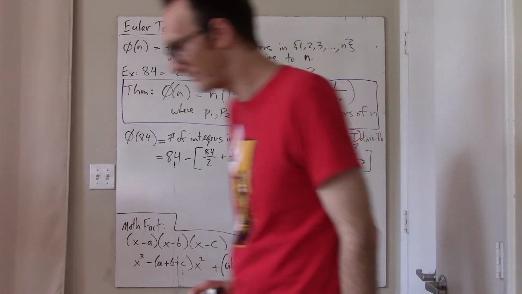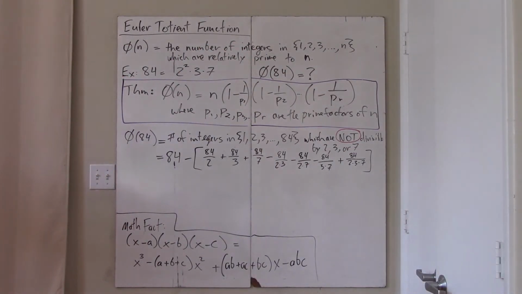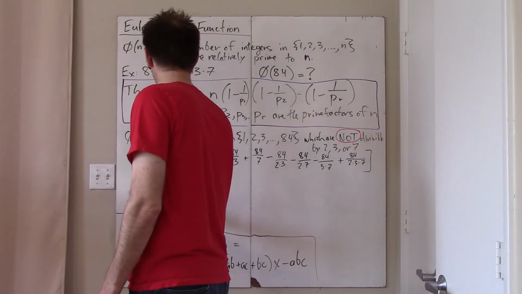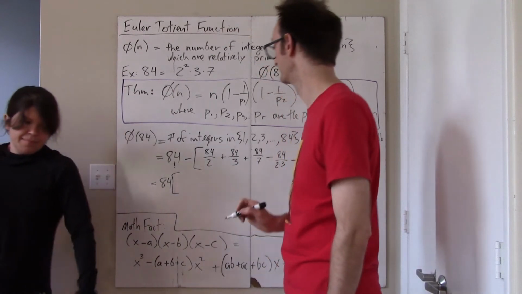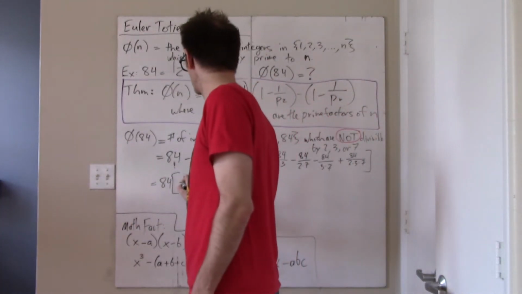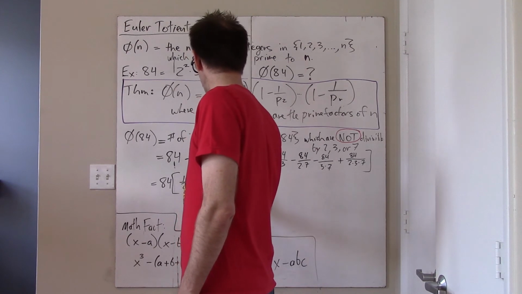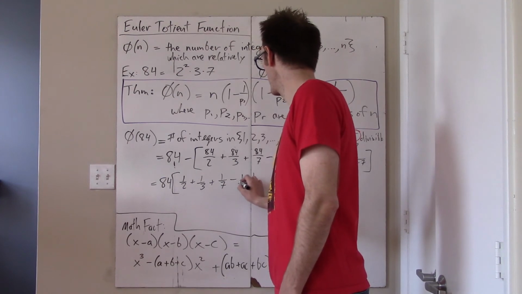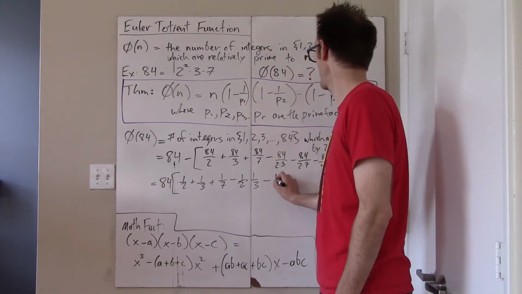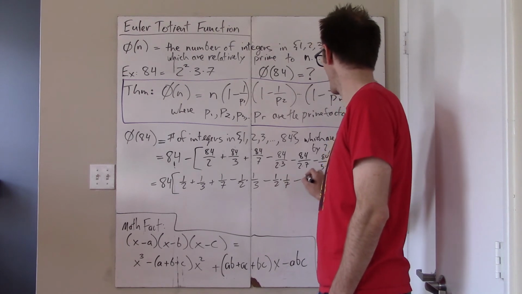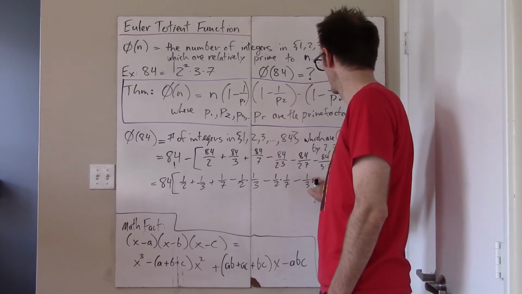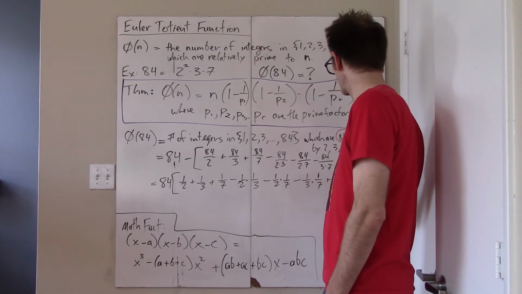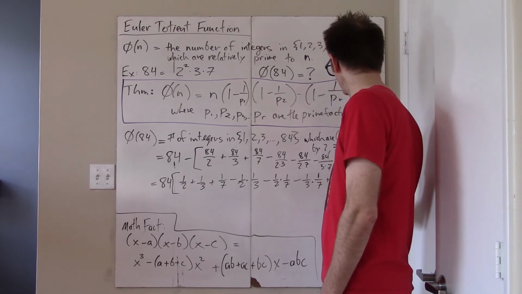And now, this stuff in brackets should be an accurate accounting of all the numbers which are multiples of 2, 3, or 7. Okay, well, the thing we can do now, of course, is to factor out an 84. And then what we have is 1/2 plus 1/3 plus 1/7 minus 1/2 times 1/3 minus 1/2 times 1/7 minus 1/3 times 1/7 and finally plus 1/2 times 1/3 times 1/7.